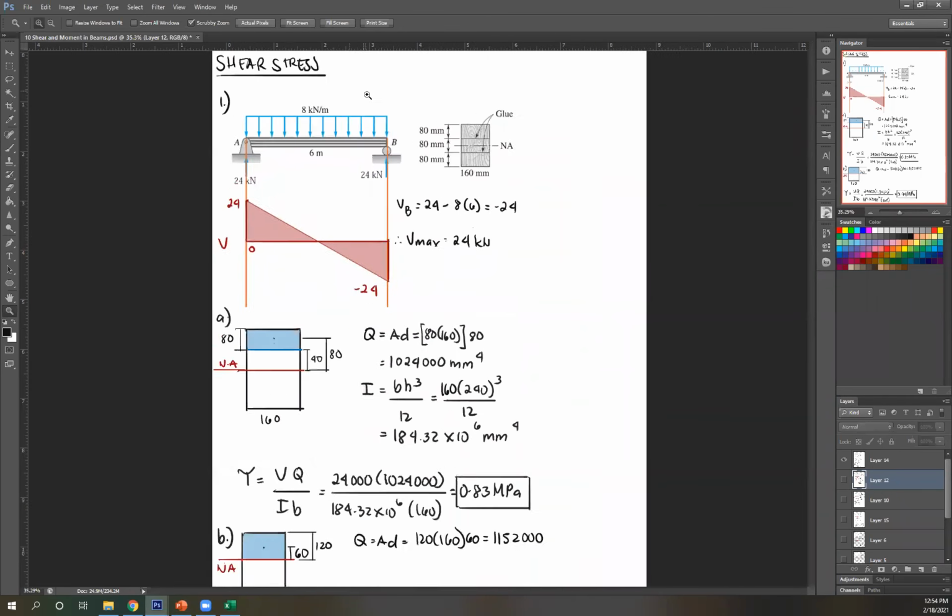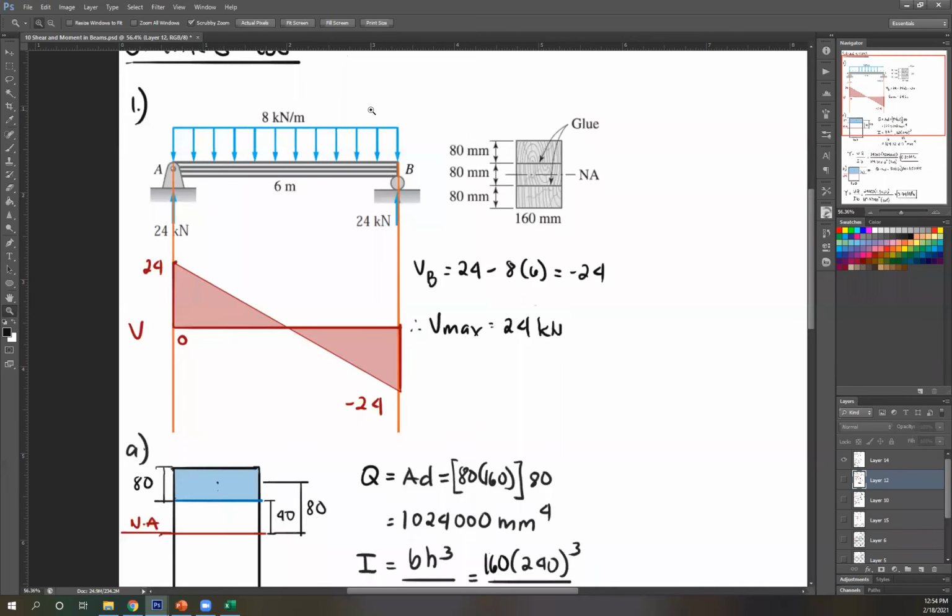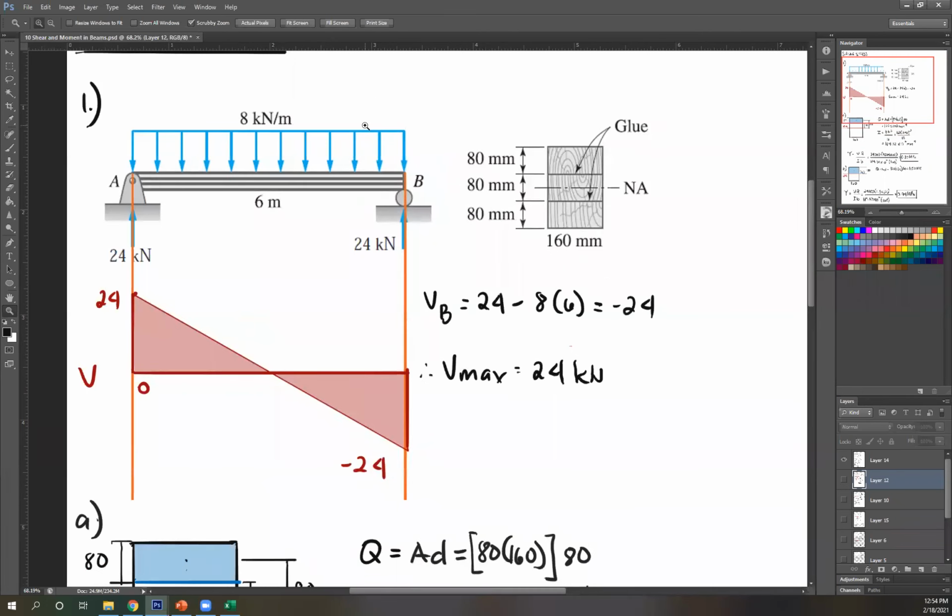Okay. So again, we're looking for shear, so I need a shear diagram. Reactions are already given, so just write your shear diagram. From 0, you go upward since you have an upward reaction of 24. Next, you have a uniformly distributed load, so you get a sloping line downward. By how much? By the area of this.